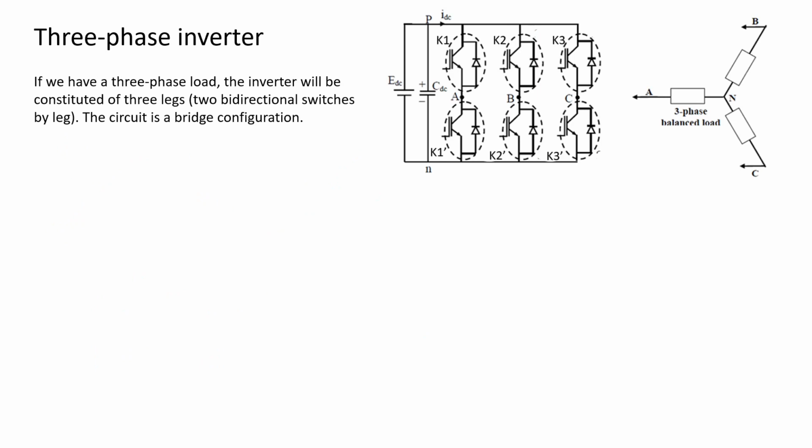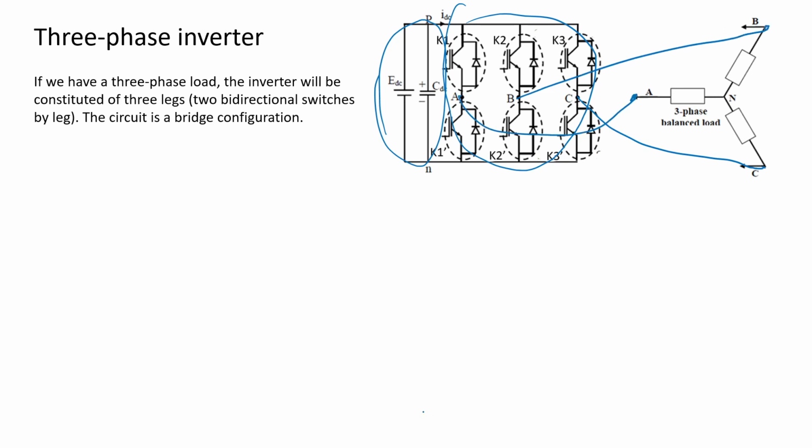The next one, three-phase inverter. So here is the DC side, and we have the bridge, and then the AC side would be here. This is C, right? C connects to C here, B connects to B here, and A connects to A here. A, B, C, like this.